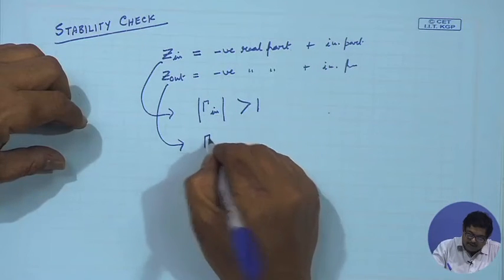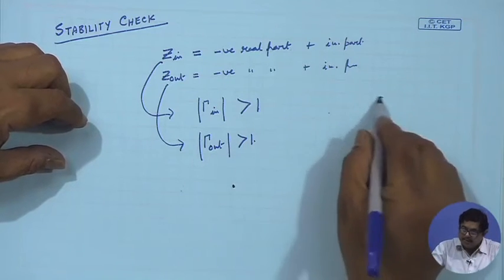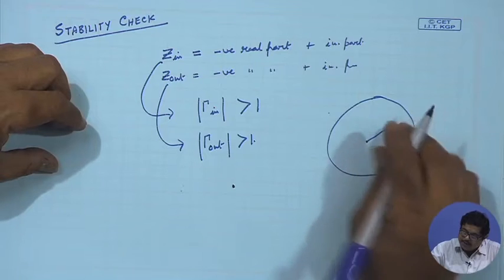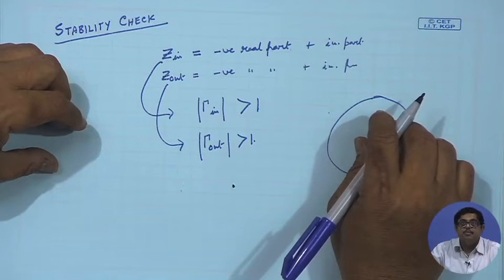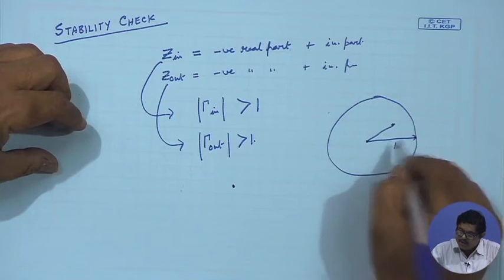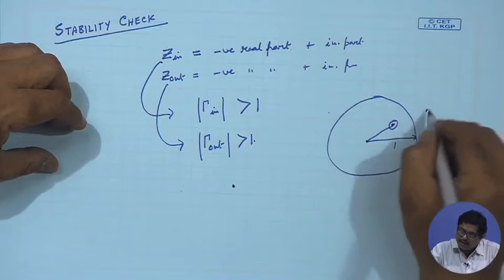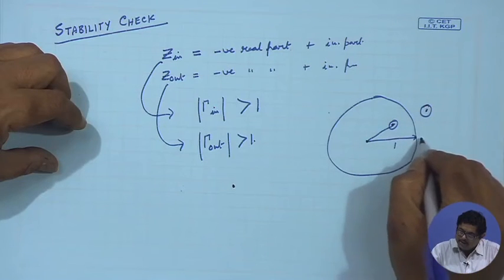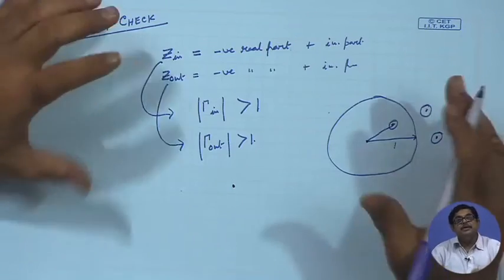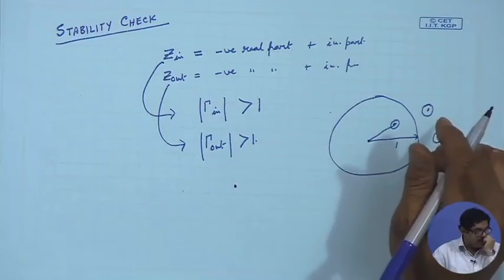Similarly, for Zout, the magnitude of gamma out will be greater than 1, because I know in the Smith chart, suppose this is the point. So this is the magnitude of gamma. Generally this radius is 1. So if gamma in is greater than 1, this point, instead of here, is going here, or here it is going here like this. So that means it is going out of the passive Smith chart of unit circle.